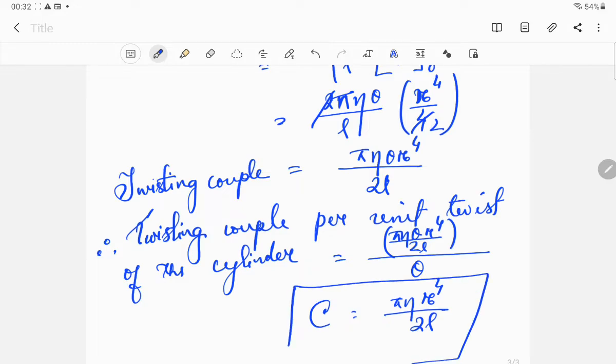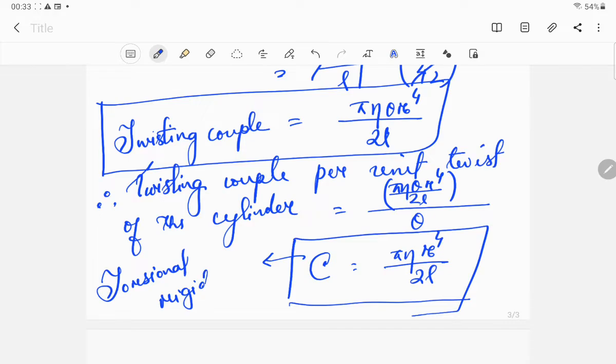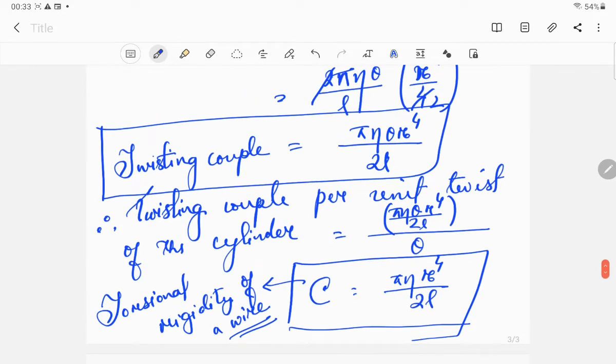Okay, so this is one expression, the total twisting couple, and this is the second expression, the twisting couple per unit twist. And this is also called the torsional rigidity of a cylindrical wire. So twisting couple per unit twist of a wire is also called torsional rigidity of a wire. Okay, so that's all for the derivation of the twisting couple.